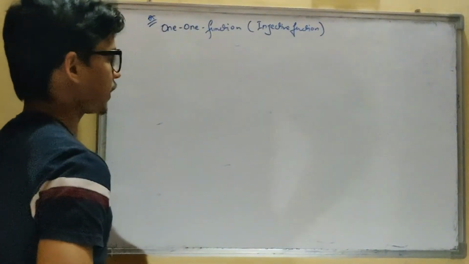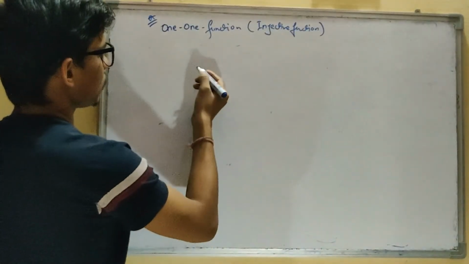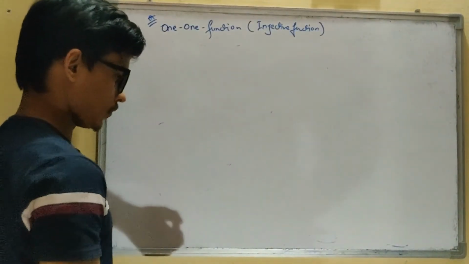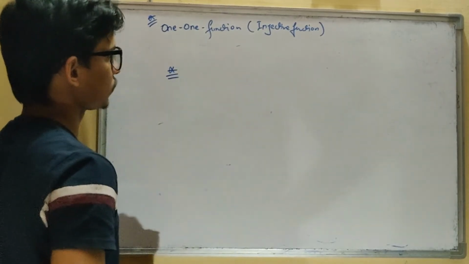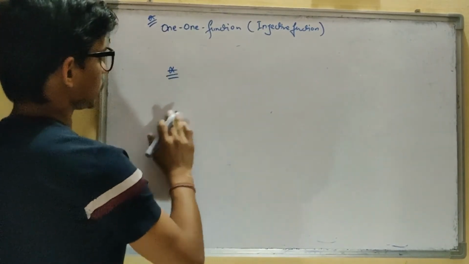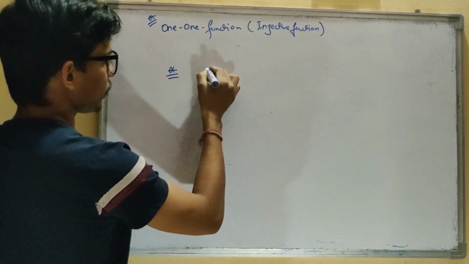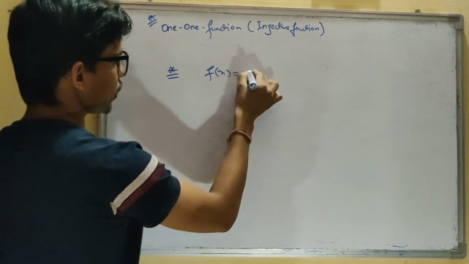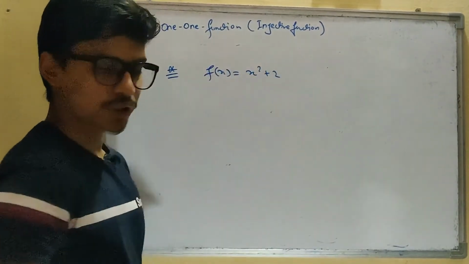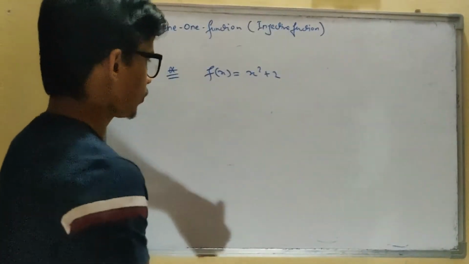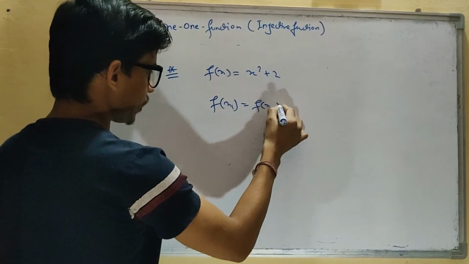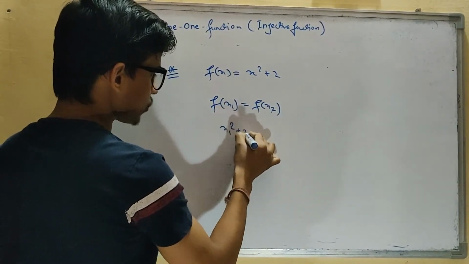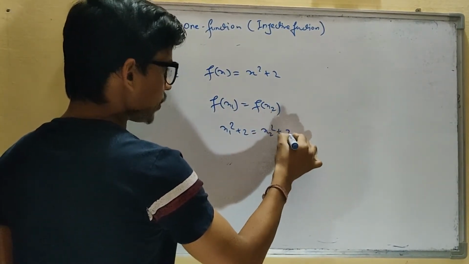Now let's have some examples. For example, the most famous example is this: f(x) equals x square plus 2, and you have to check whether it is 1-1 or not, right? So what you have to do, you just put f(x1) equals f(x2), right? Now x1 square plus 2 is equals to x2 square plus 2.